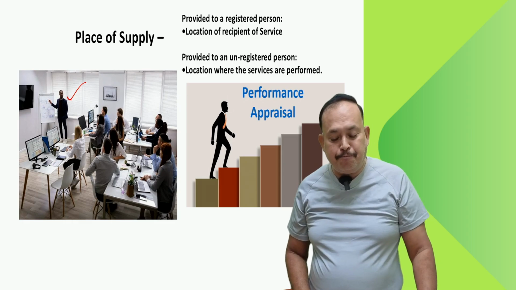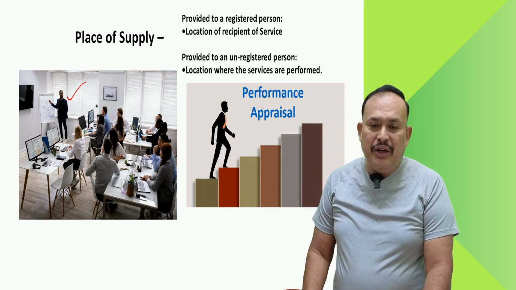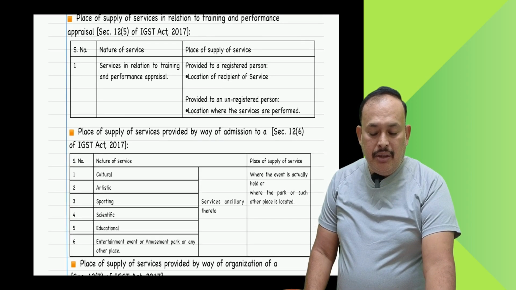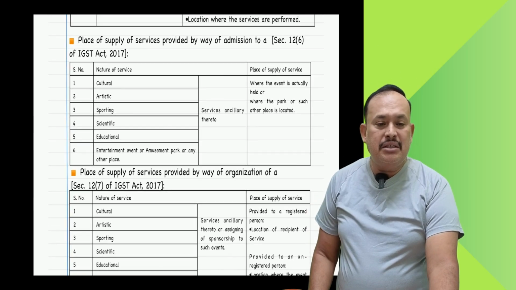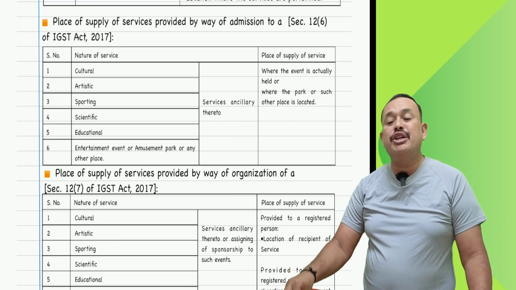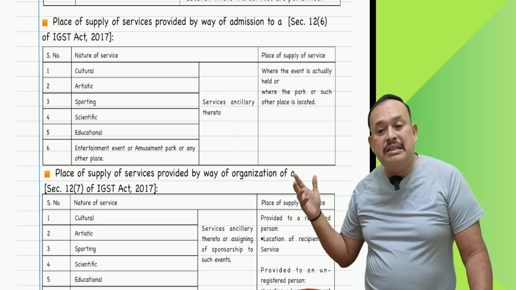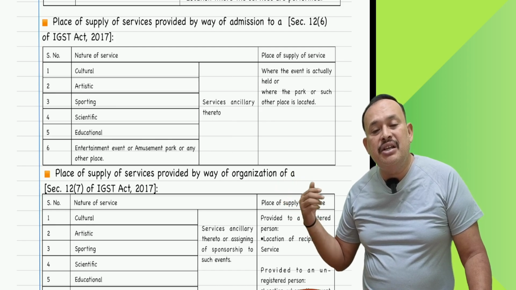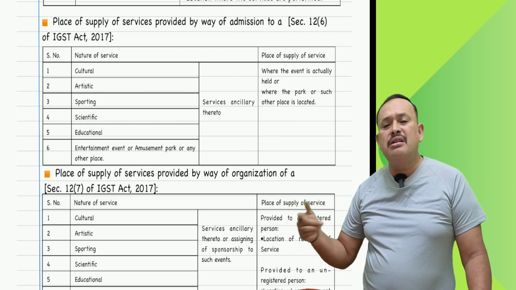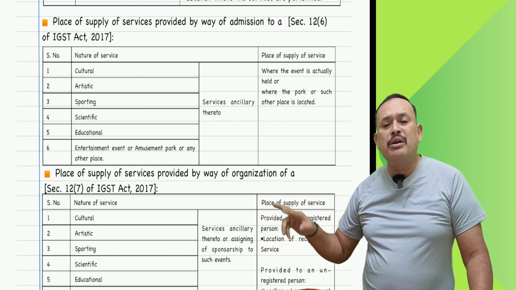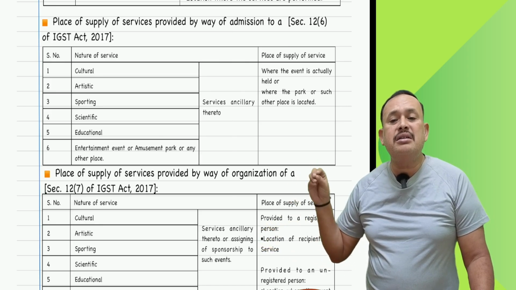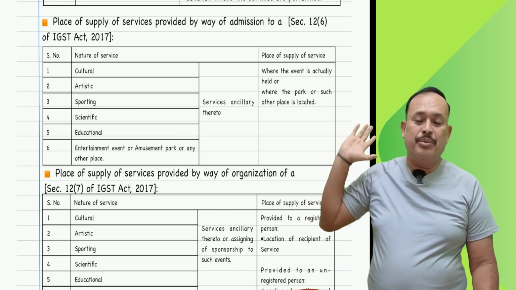Now please come back. Referring further, my dear friends, for your kind consideration, the points. Coming to Section 12, subsection 6: place of supply of services provided by way of admission to cultural, artistic, sporting, scientific, educational, entertainment event, amusement park, or any other place, or ancillary thereto. Section 12.6 says the place of supply goes where the particular event is actually held or where the park or such other place is located.